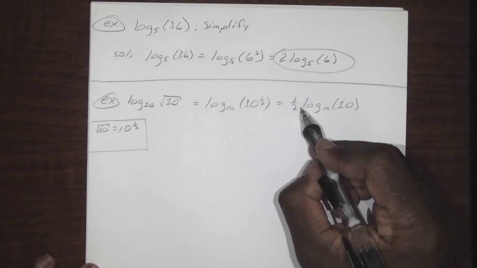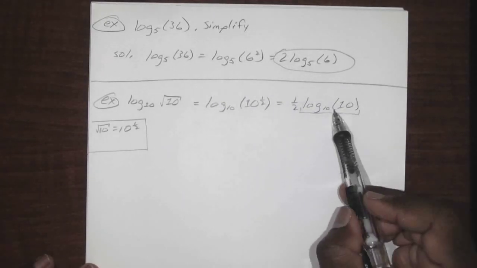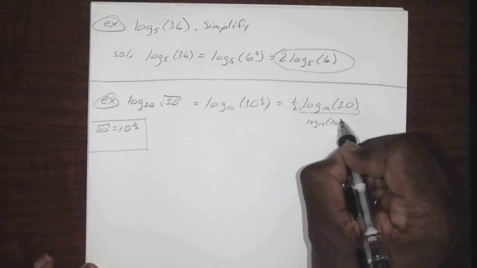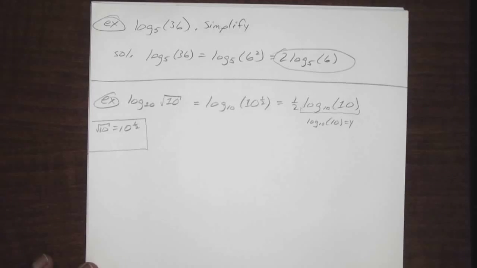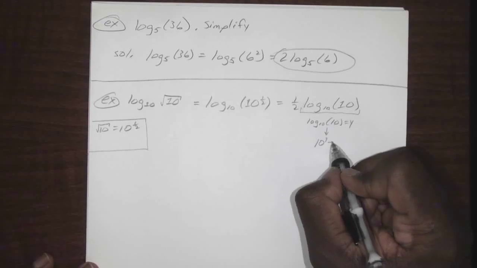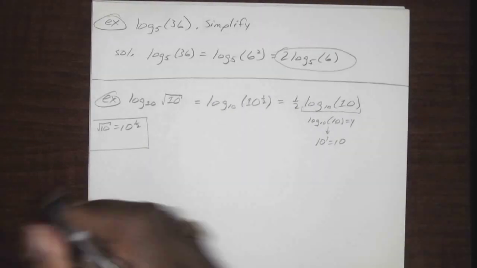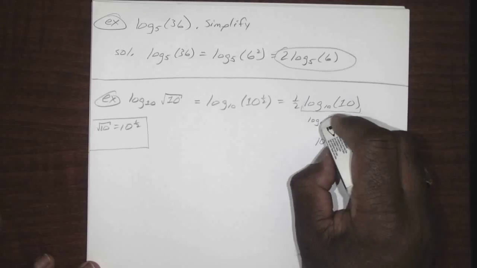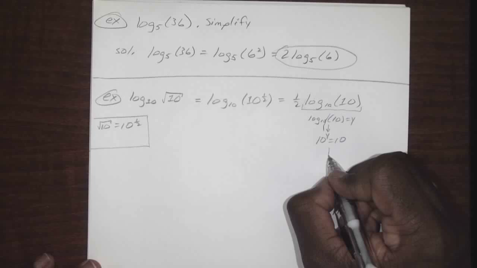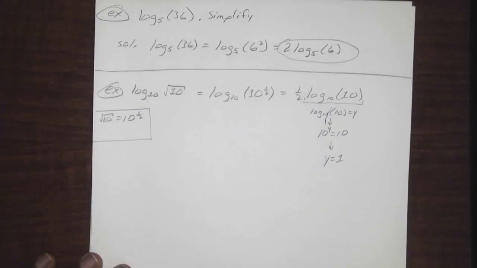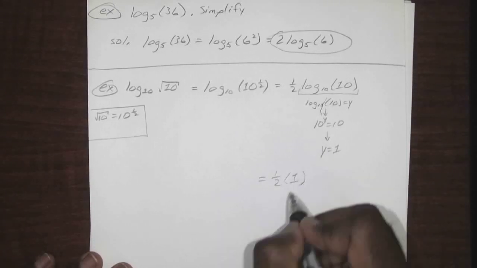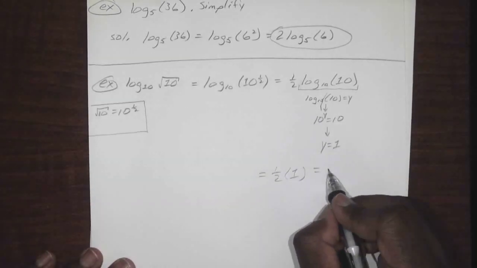But this part can be simplified because 10 and 10 has a relationship. So you have log base 10 of 10 equals y. So 10 to the power of y equals 10. This is only true when y is equal to 1. Let me clean that up a little. There we go. So that means that y is equal to 1. So this really becomes 1/2 times 1, which is just 1/2.